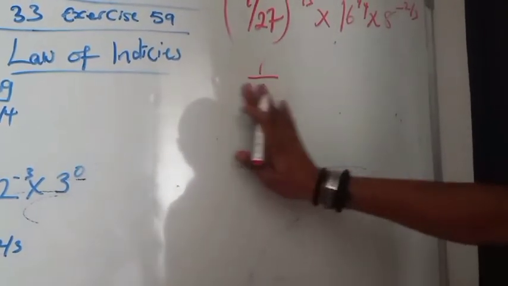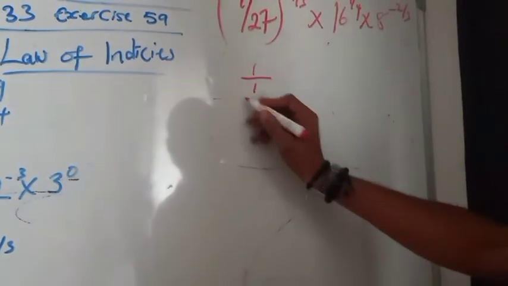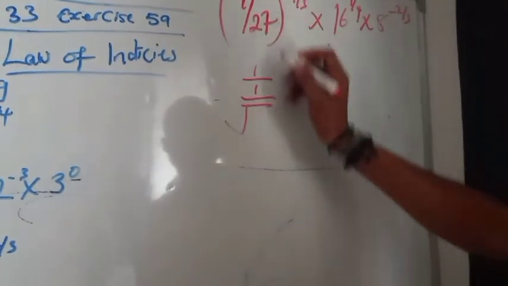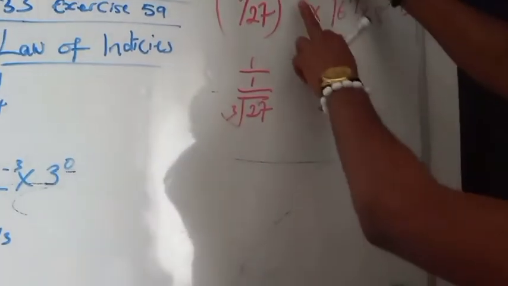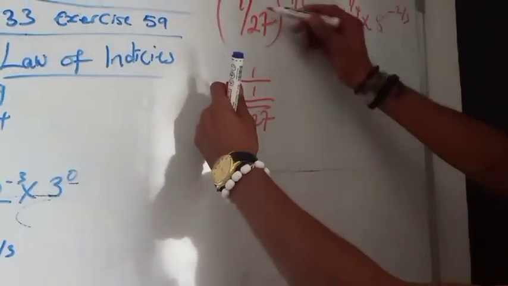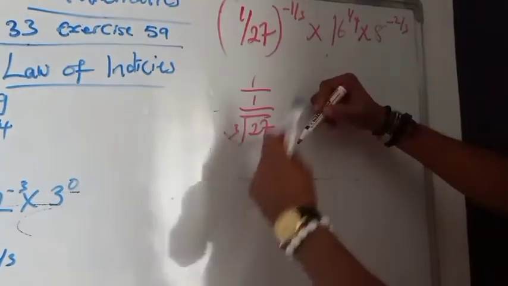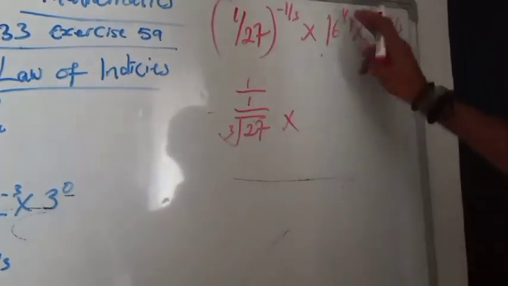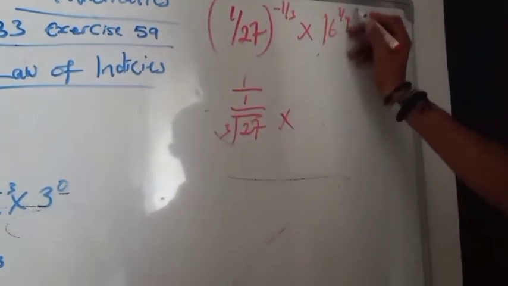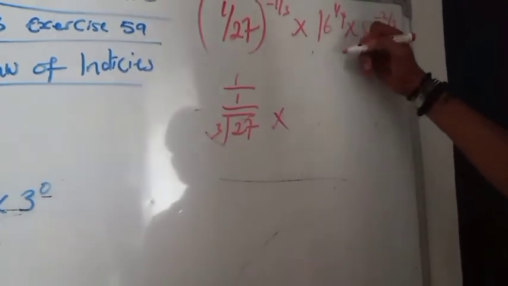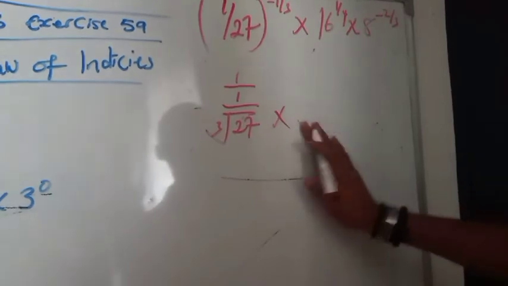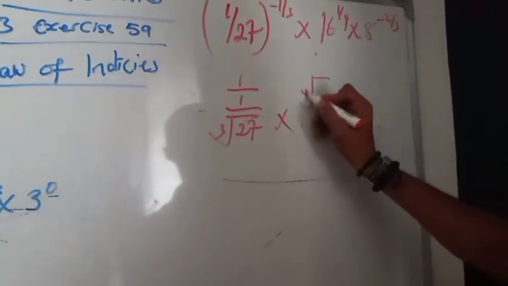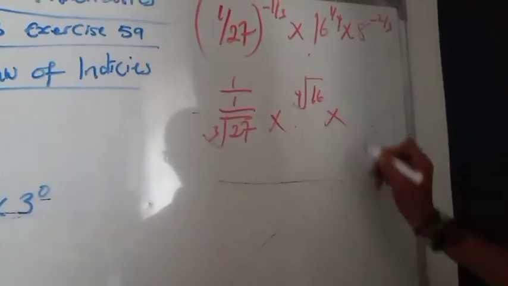1 over the cube root of 27. This is the negative law, so this is my 1 over in my negative law. Then the cube root of 27 times the 4th root, this is a fractional index. So the 4th root of 16, the 4th root of 16 times.